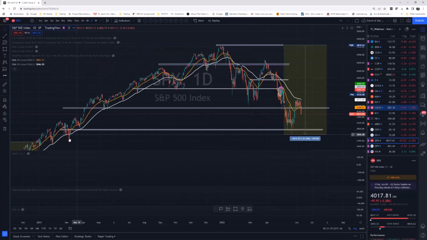As you can see, we are now back to levels in March 21. So it took us from March to about December 22 to get up here, and it took us not even half the time to go down. That's how you can see how fast sometimes these bear markets are.